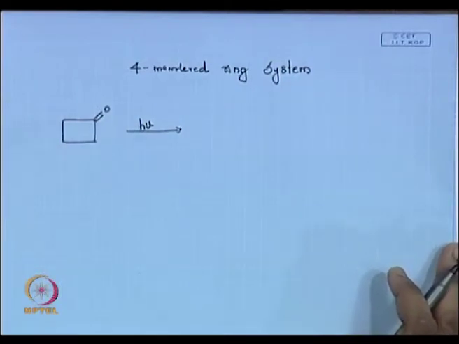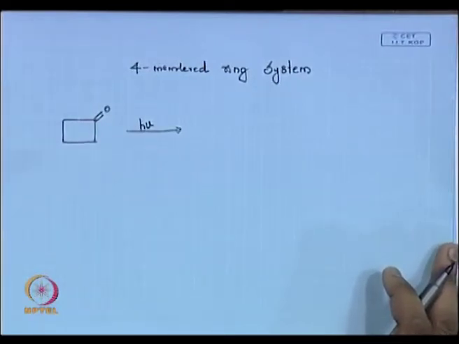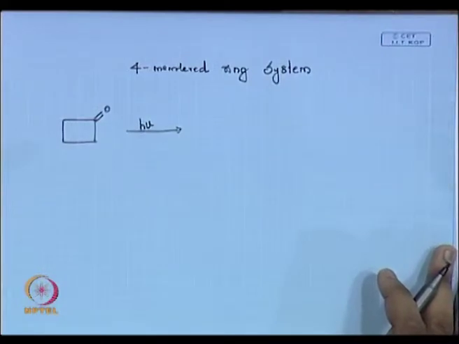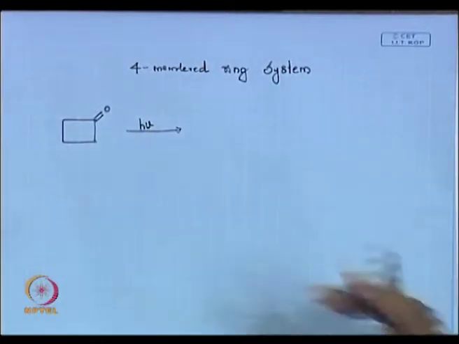Most of the photochemistry of cyclobutanone proceeds from the singlet state. Okay. It never undergoes any intersystem crossing to the triplet. In most cases, you will see that the photochemistry is happening from the singlet, but it is n pi star, the singlet n pi star actually.